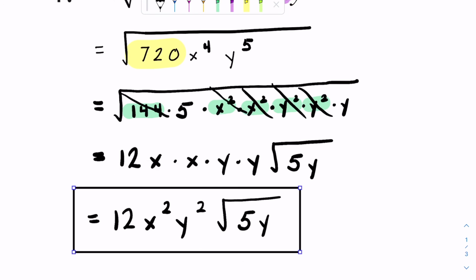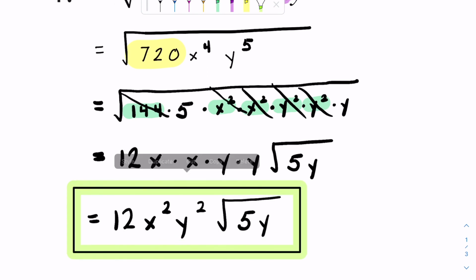Okay, now you can do some of this in your head, and I'm completely fine with that. So you don't have to show every single step. Of course, some steps are definitely necessary, but you can skip a few in here and get to the same answer.